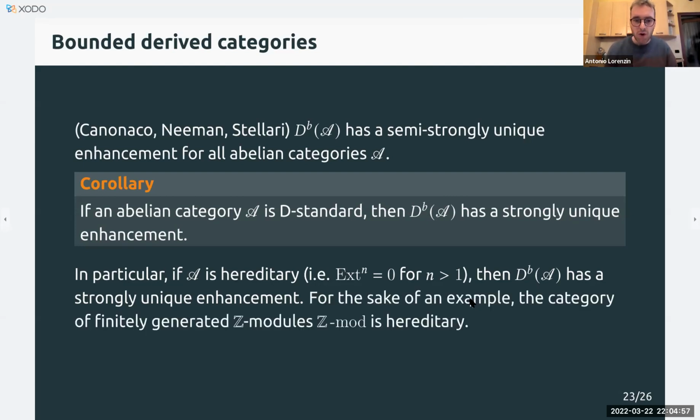If you want an example of a hereditary category, well, you can just think about finitely generated Z-modules. So you have this example for strongly unique enhancements.